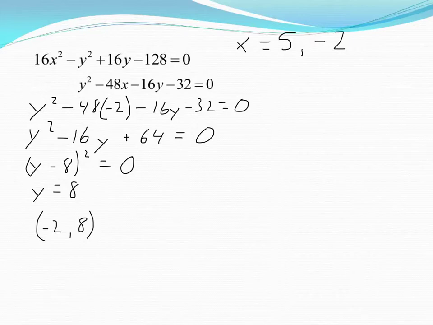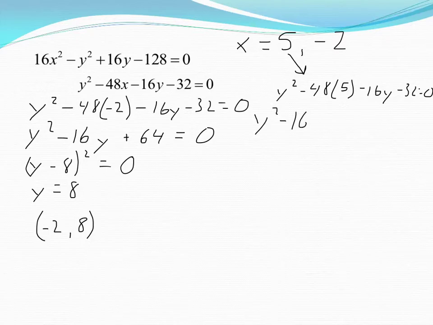Now what we need to do is also solve for the values if x equals 5. We're going to do the same thing. Substitute 5 for x. Y squared minus 16y again. This time we have negative 48 times 5 minus 32, that equals negative 272, is equal to 0.